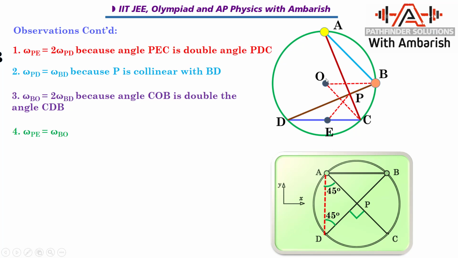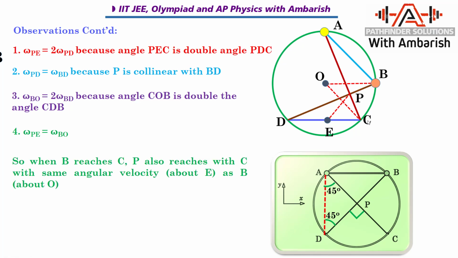So B, C and P all are going to be coincident points when the strings become relaxed. When B reaches C, P also reaches C with the same angular velocity about E as B has about O. That's the fact number 4 that is stated. So B and P both reach C simultaneously, because both have to turn through an angle of 90 degrees, P about E and B about O, in the same time.